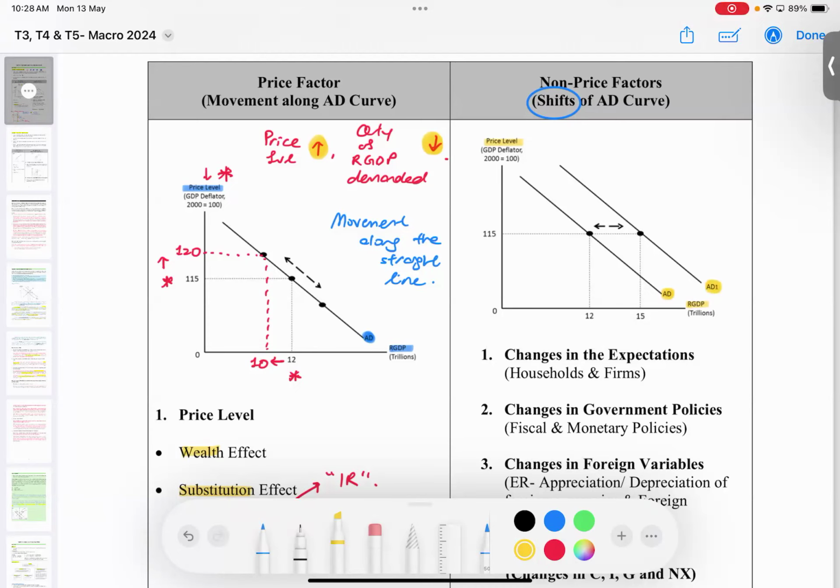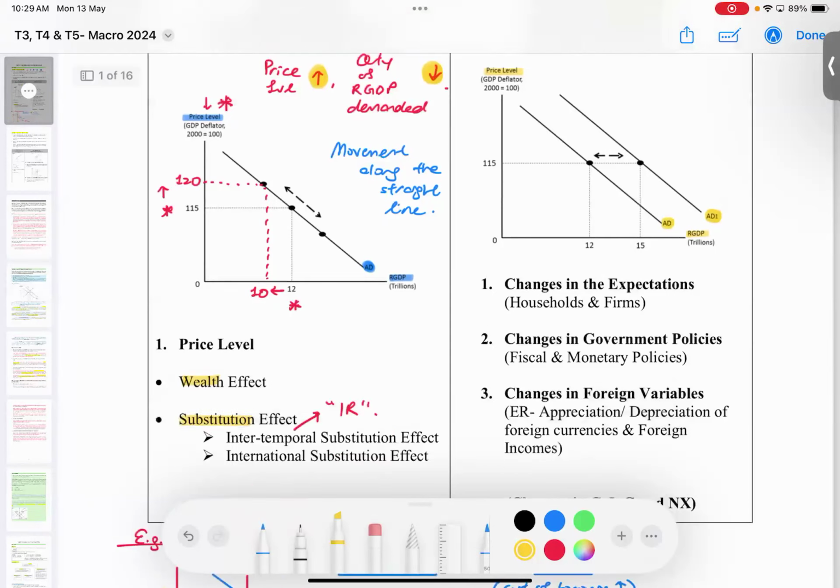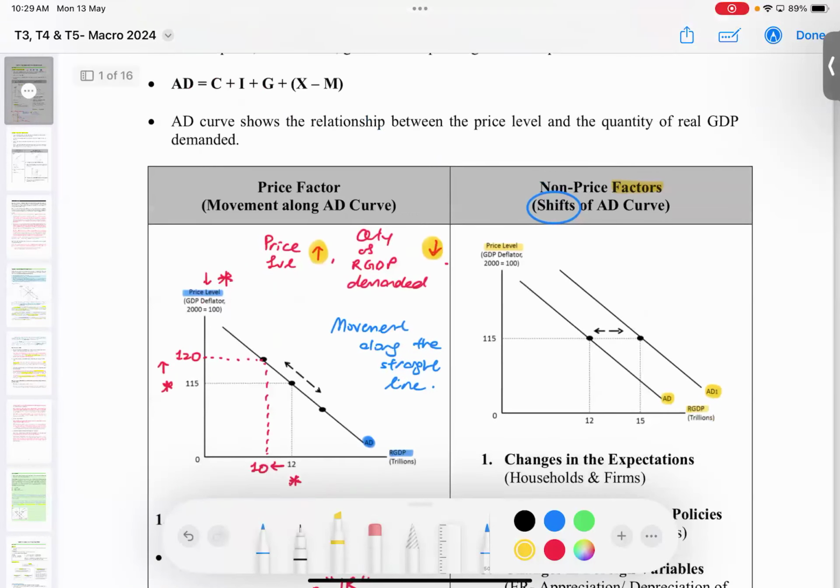Now, what are the factors? What are the factors that will result in the shift of the AD curve? You don't have to look into this, I'll just give you one shortcut.